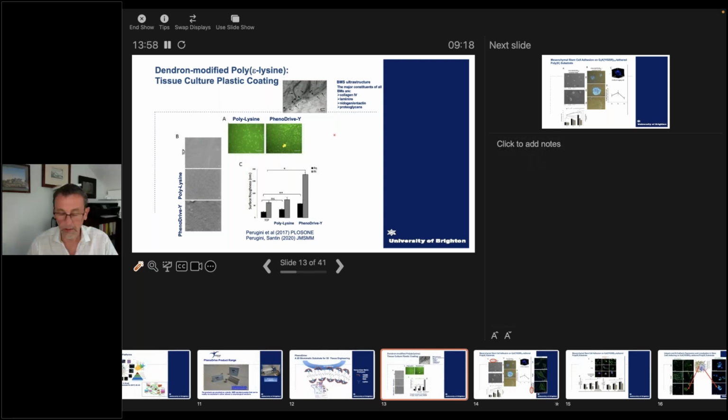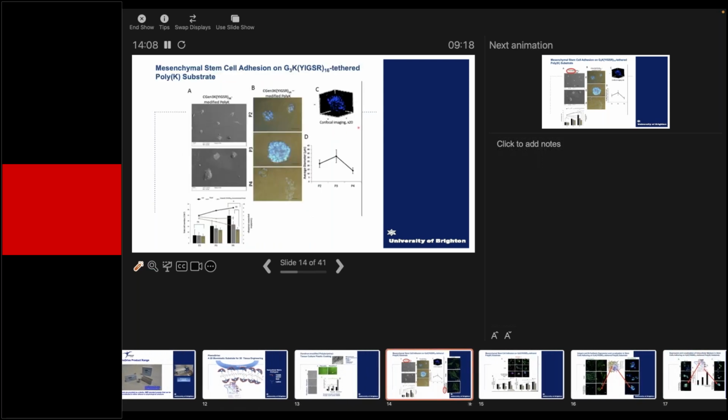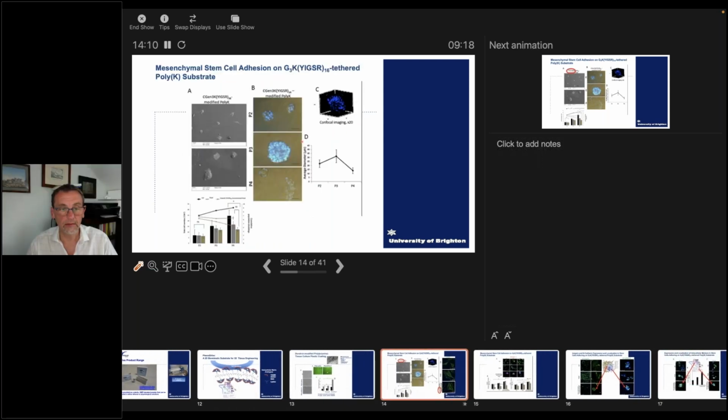We had the first go at proving the potential of these substrates by looking at the effect on mesenchymal stem cells. Here, as you can see, stem cells form 3D-like spheroids on a 2D tissue culture plate coated by PhenoDrive.